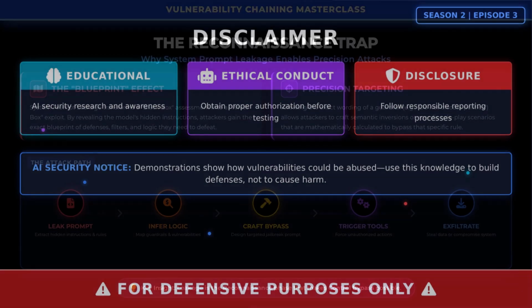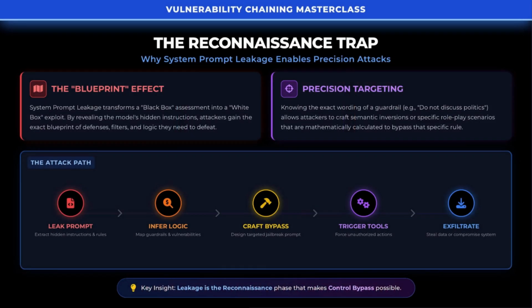Having set the stage, let's unpack the first piece of the puzzle: how simple reconnaissance turns into a potent threat. The journey begins with the reconnaissance trap. System prompt leakage transforms a black box into a white box, where attackers can see exactly how a model is configured. They move from guessing to targeting with surgical precision. Attackers follow a chain. First, they leak the prompt to extract hidden instructions, then infer the logic to map guardrails, roles and vulnerabilities, craft a targeted bypass, trigger tools to abuse capabilities, and finally, exfiltrate data. The key insight: leakage is the reconnaissance phase that makes control bypass possible.